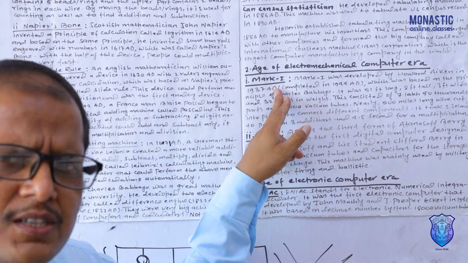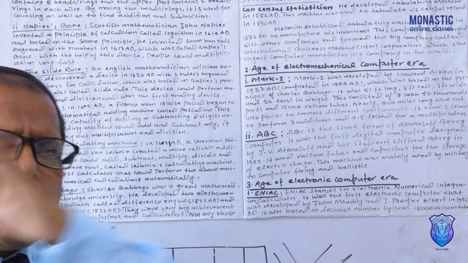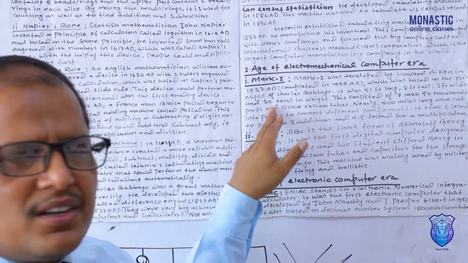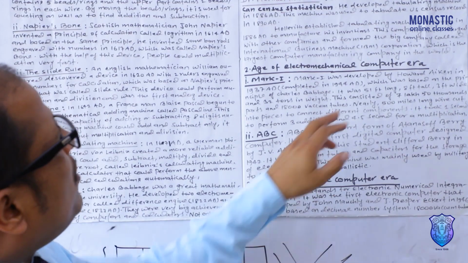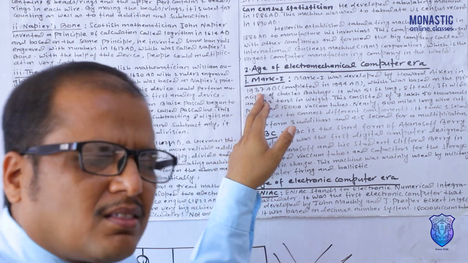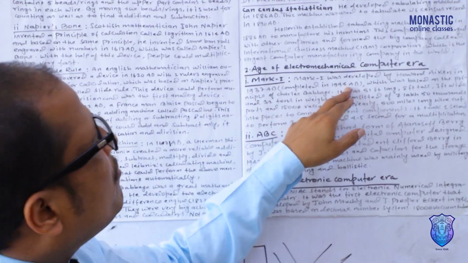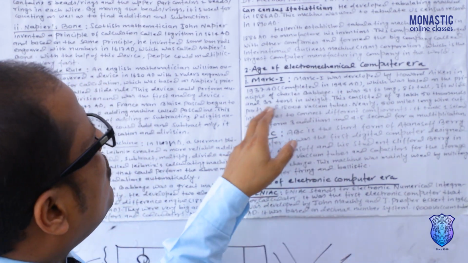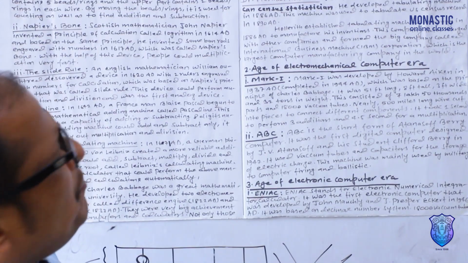Actually, Mark I is the first electromechanical computer. Mark I was developed by a person named Howard Aiken. He started to develop this computer in 1937, but it was completed in 1944. Actually, this computer was based on the principle of Charles Babbage. Actually, it was very big.